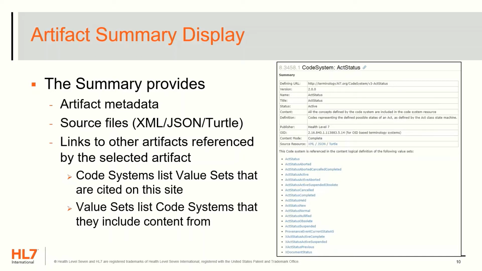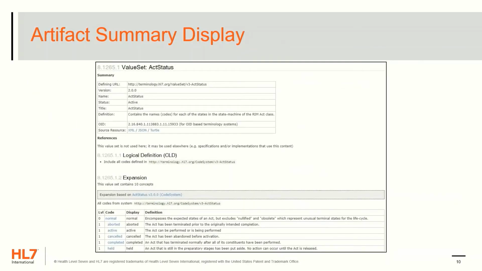The summary section also includes links to other artifacts referenced by the selected artifact. For code systems, the references section will link to the referenced value sets that are cited on this set of pages. For value sets, the section will list code systems that the value set includes contents from. You can navigate to the reference content by clicking the link. You can then browse the referenced value set.